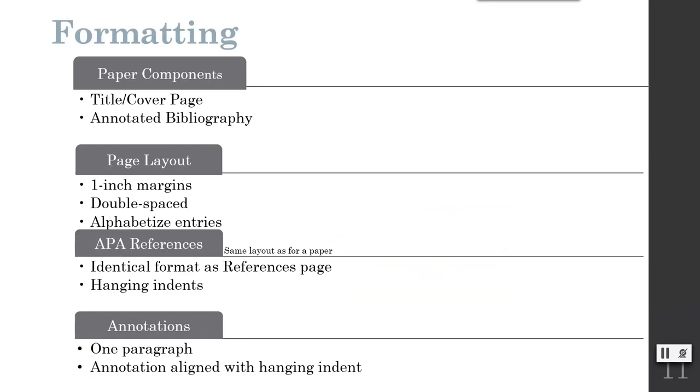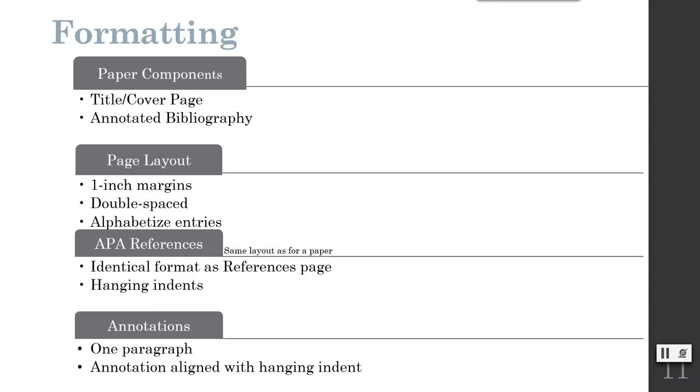Depending on how many articles you have, each one of those articles will have a citation and an annotation. And then there are the overall paper components. With APA, you would have a title page that would list your name, your professor's name, the course name, and the due date on your assignment. You can refer back to our APA guide to make sure you have each one of those components on your cover or title page.